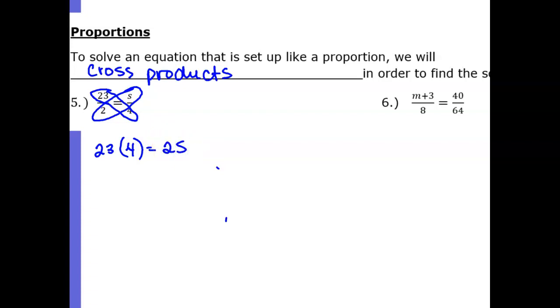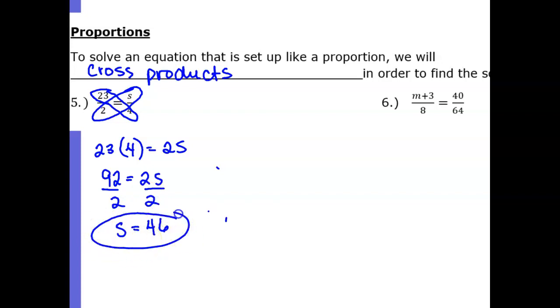So you're going to take kind of both sides, and you're going to take the numerator of one times the denominator of the other equal to the denominator times the numerator. It doesn't matter the order, okay? But when you do that, you're going to get 23 times 4 is 92, or 92 is equal to 2s. And then we divide both sides by 2, and our s is going to be equal to 46, or 46 is equal to s.